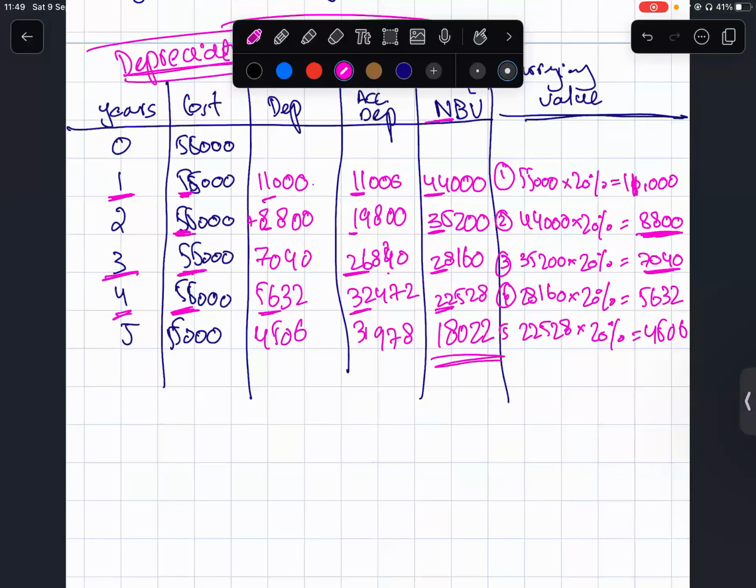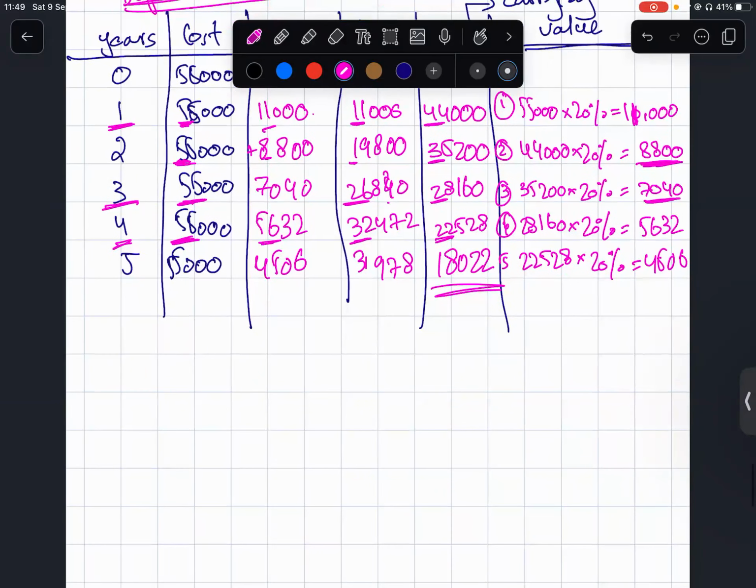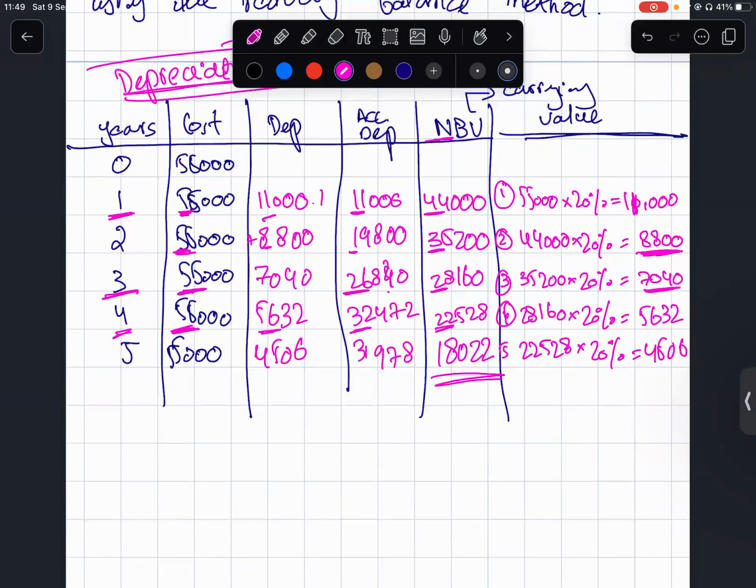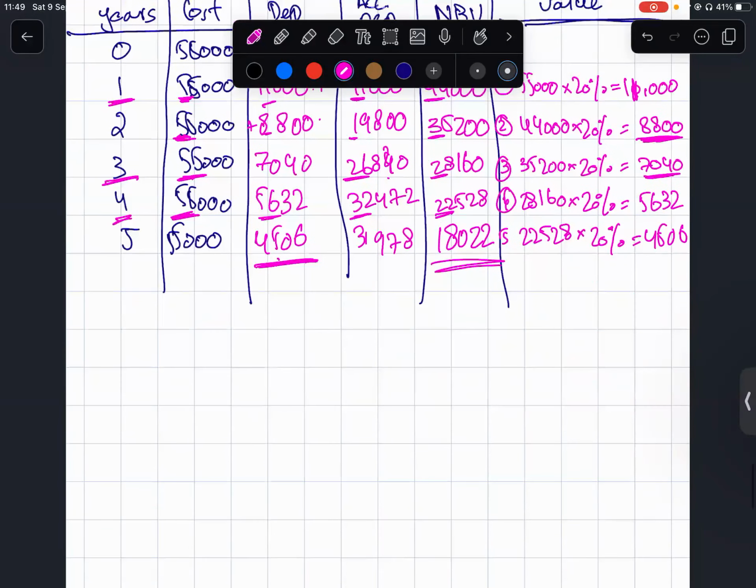This is how we calculate reducing balance method. The difference between this and straight line method is very simple. If you look here, the depreciation in year 1 is higher than year 2. Then year 3 is lower than year 2. Year 4 is lower than year 3. And year 5, we charge the least amount of depreciation. For straight line, depreciation remains the same.